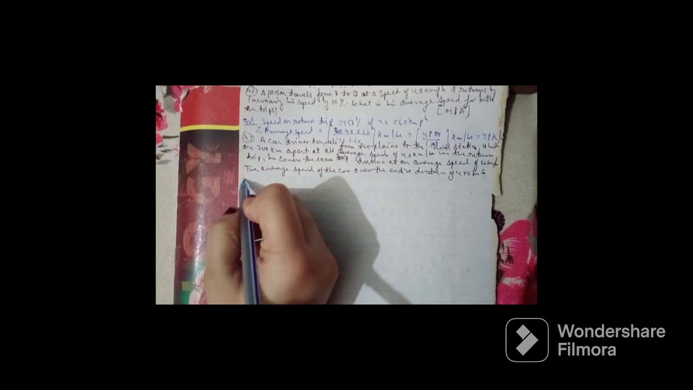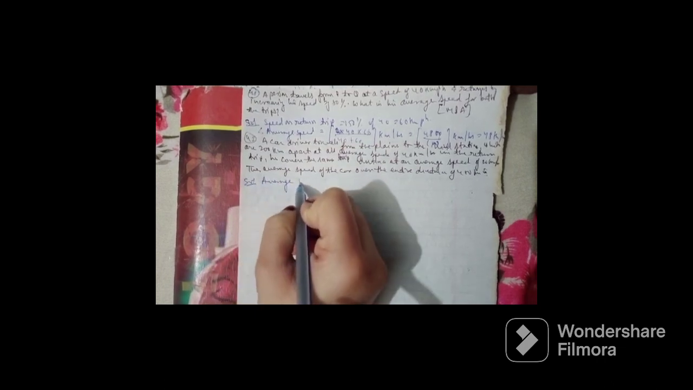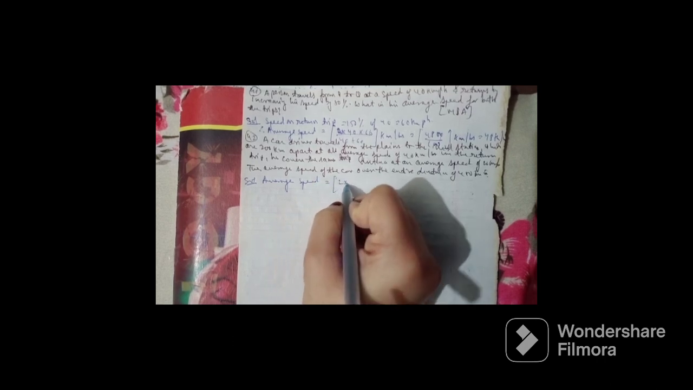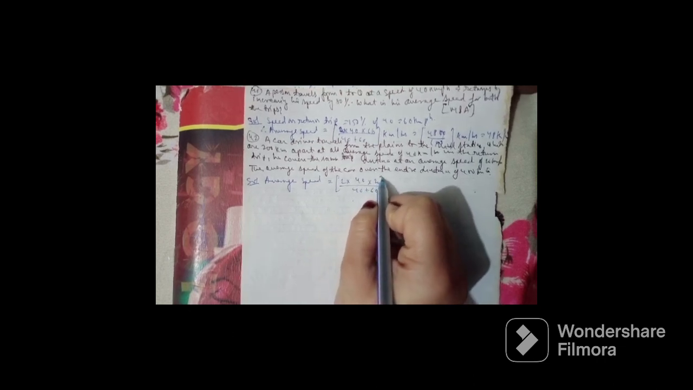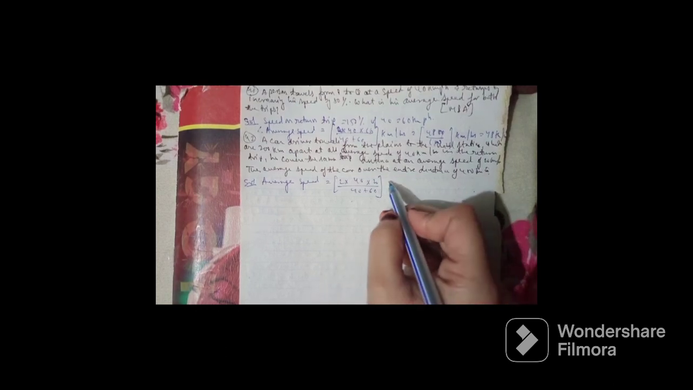Let's find out the solution here. Average speed is 2 into 40 into 20 upon 40 plus 20 kilometer per hour, which equals 80 upon 3 kilometer per hour, that is 26.67 kilometer per hour. Sorry, the answer is 26.67.